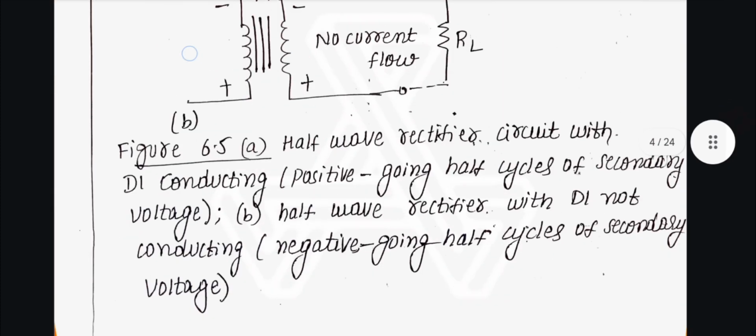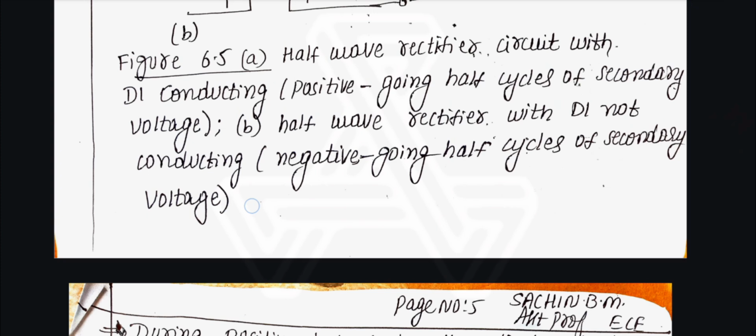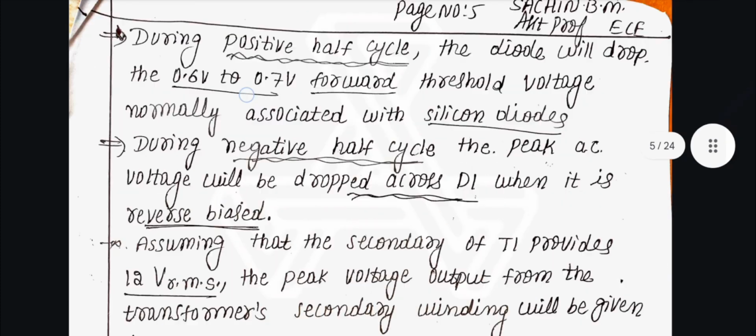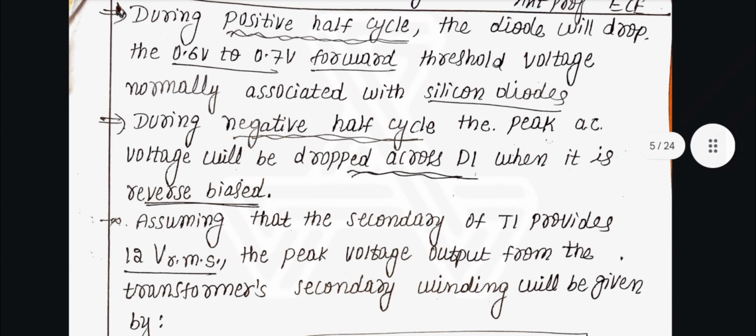Half-wave rectifier circuit with D1 conducting positive going half cycles of the secondary voltage. Half-wave rectifier with D1 not conducting negative going half cycles of the secondary voltage. Then during the positive half cycle, a diode will drop the 0.6 to 0.7 volt forward threshold voltage normally associated with silicon diodes.